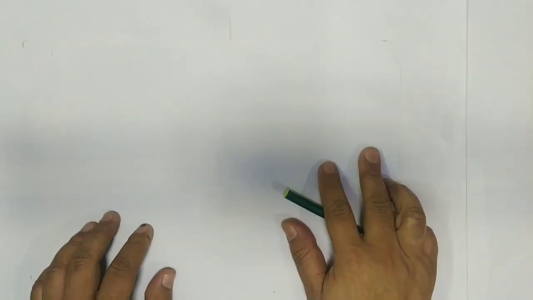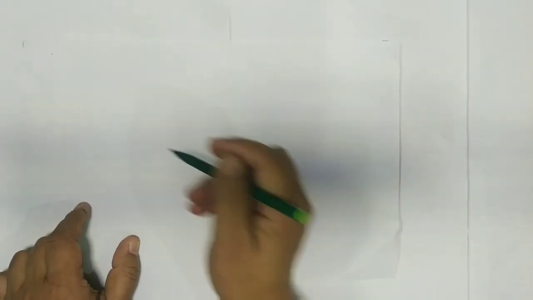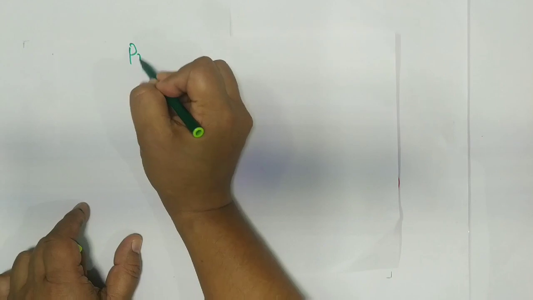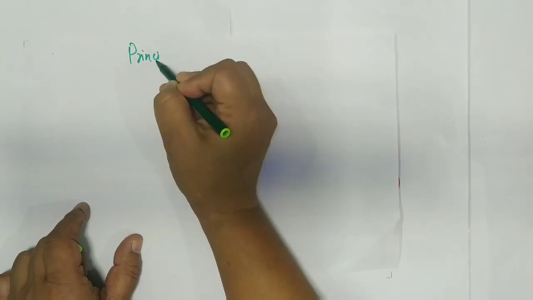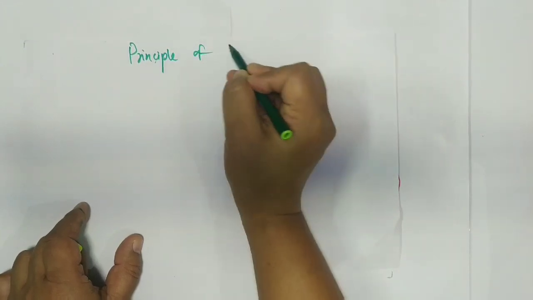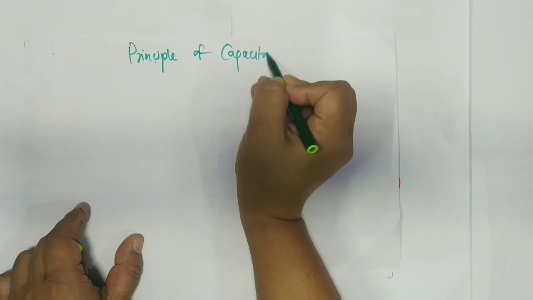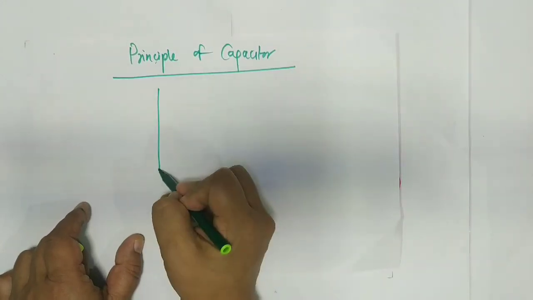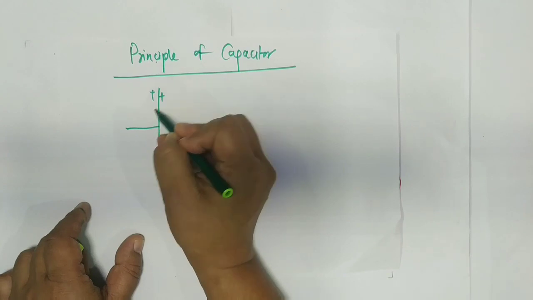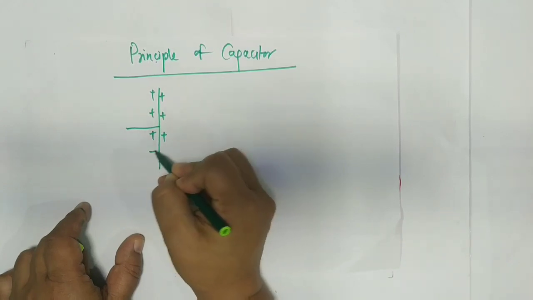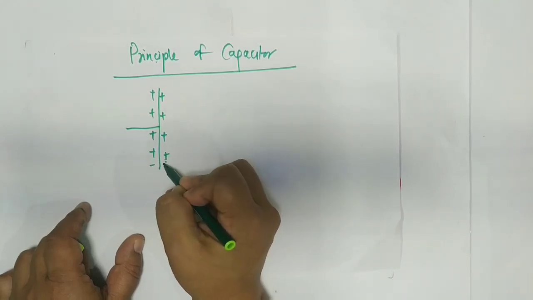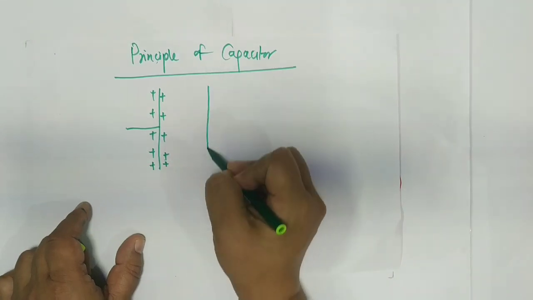Now, if you want to go through the principle of capacitor, that also I can explain to you. Principle of capacitor, very simple. Say there is a charged plate, you have taken a positive charged plate, you are supplying a positive charge on this. And there is an uncharged plate.